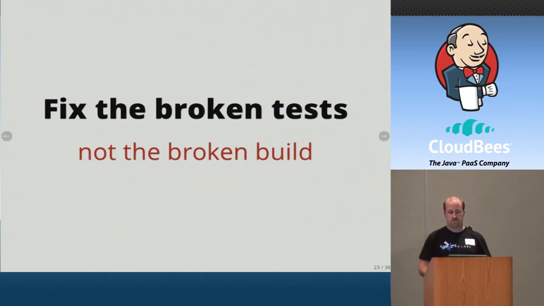And if you have broken tests that are just always flaky, it's better to just delete the broken tests and have a build that's red when it's red and green when it's green than one that's occasionally red and occasionally green and doesn't really mean anything. That test probably isn't valuable if it's that flaky.